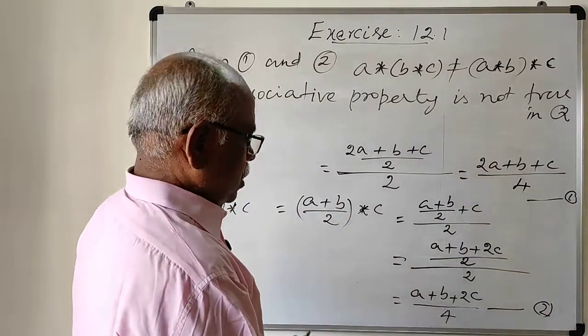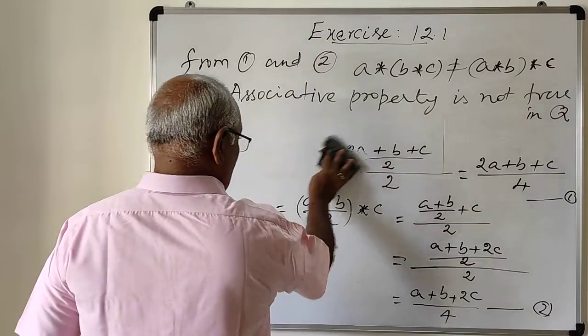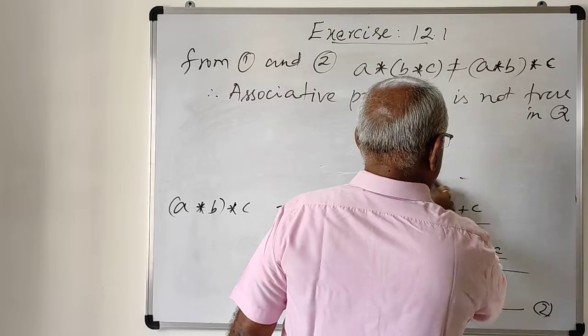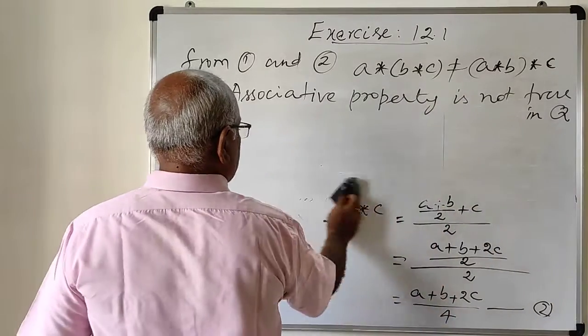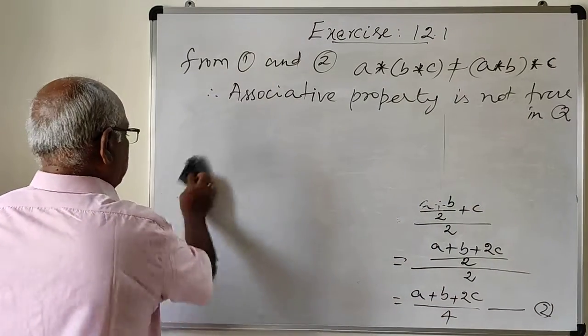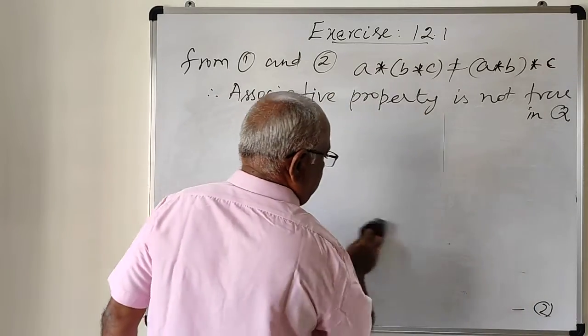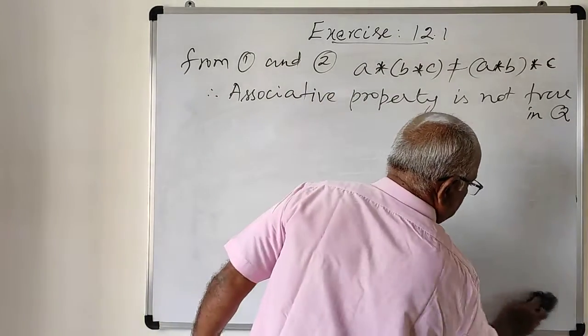Closure: true. Commutative property is also true, but the associative property is not true because left-hand side is not equal to right-hand side. That covers the three properties in the first subdivision of the fifth problem.